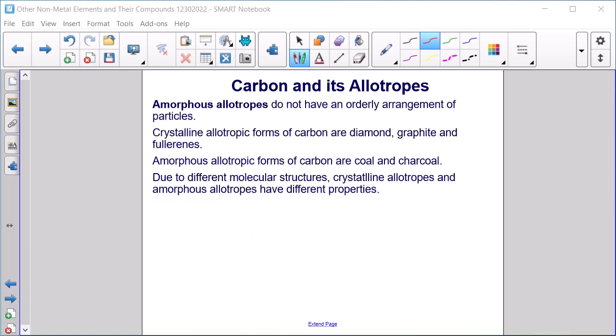Amorphous allotropes do not have an orderly arrangement of particles. Crystalline allotropic forms of carbon are diamond, graphite, and fullerenes. Amorphous allotropic forms of carbon are coal and charcoal. Due to different molecular structures, crystalline allotropes and amorphous allotropes have different properties.